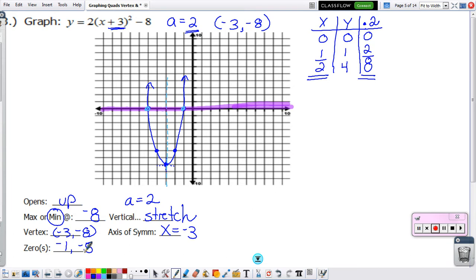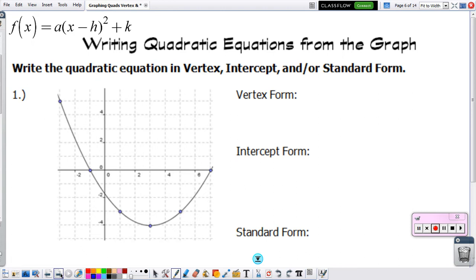Now that we looked at graphing a quadratic in vertex form, let's look at some graphs and see if we can actually write the equation. The equation is at the top of your screen here. So if you look at this, the only things we need are the a value and the vertex. Once we have those things, we may plug it into the equation.